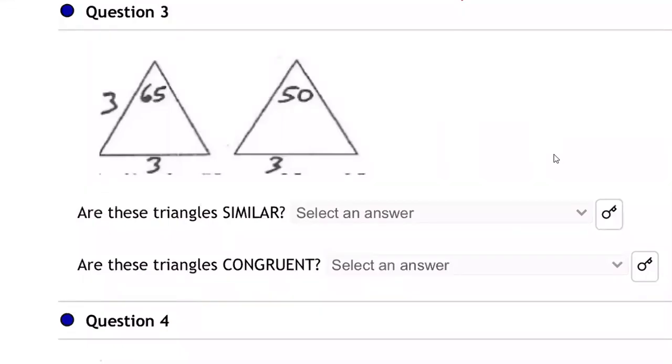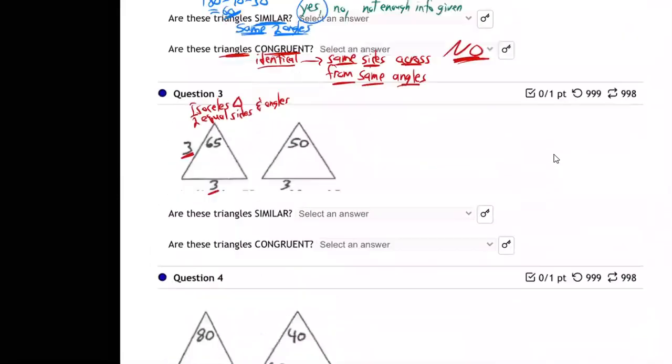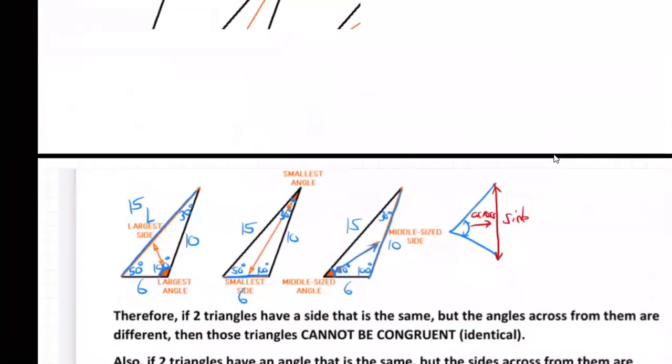Okay, notice this one here is an isosceles triangle. What do I mean? Two equal sides. Isosceles means two equal sides and angles. Remember that? So that's up here in the notes for you.